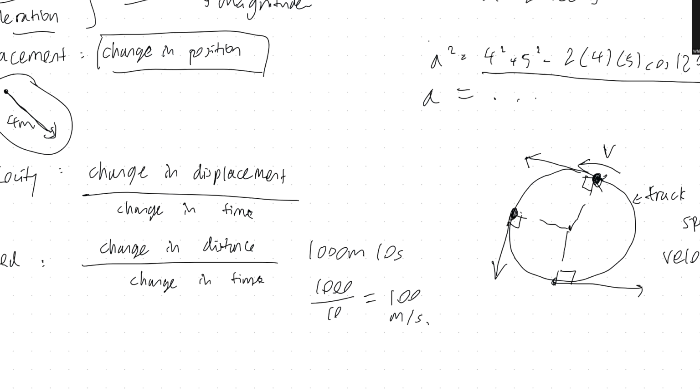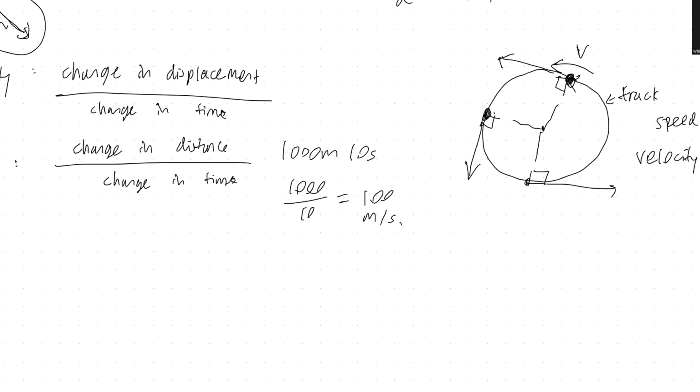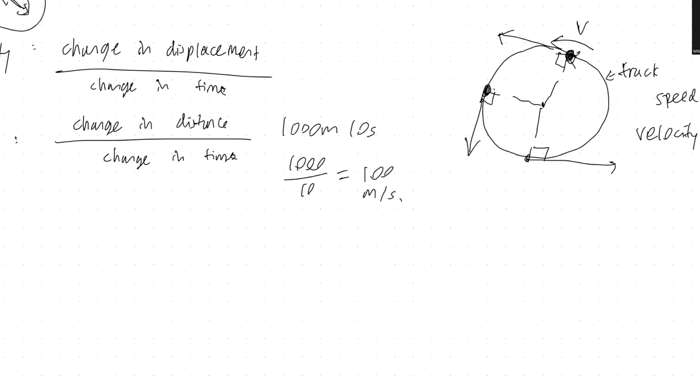And why is this so important? To answer this, let's look at acceleration. So what is acceleration? Of course, velocity is change in displacement over change in time. So acceleration is basically just change in velocity over change in time.